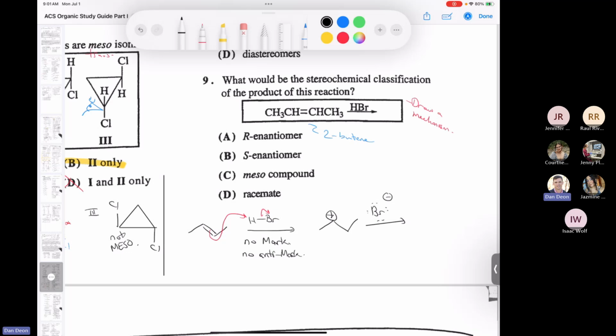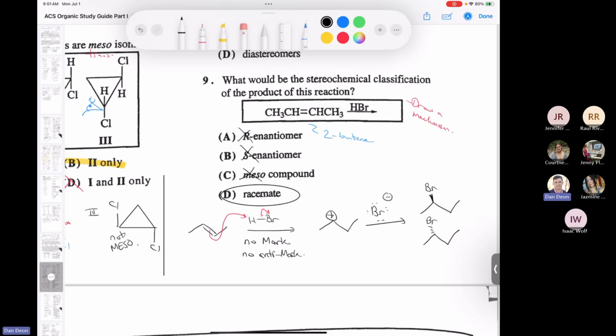No, exactly, Jenny, right? So Jenny, could you answer the question? I don't want to put you on the spot. But it's not just R and it's not just S. It's not a meso compound, right, Jenny? It's going to be a racemic mixture, right? She's absolutely right. So we're going to get a mixture of the R compound and the S compound, right?